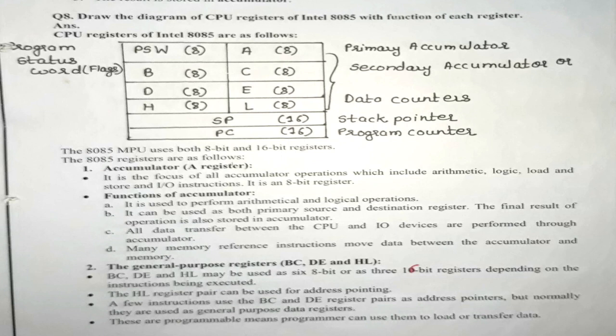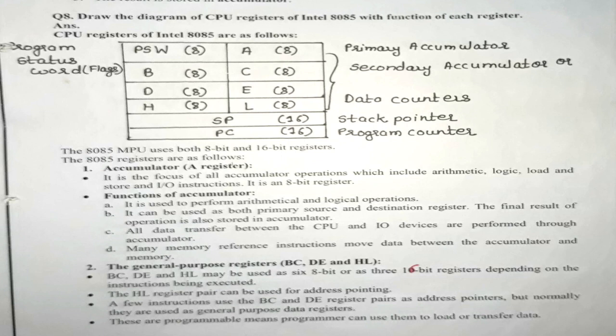After that, the third function which they have given is that all the data transfer between the CPU and input-output devices is performed through the accumulator. Whenever we want to transfer data between the CPU and input-output devices, that data has to be passed through the accumulator only.